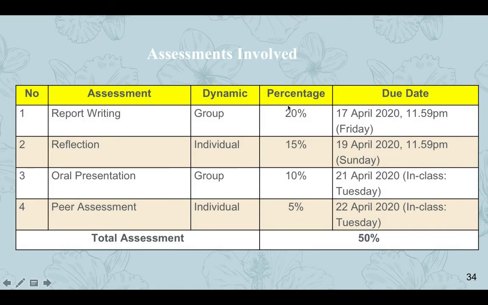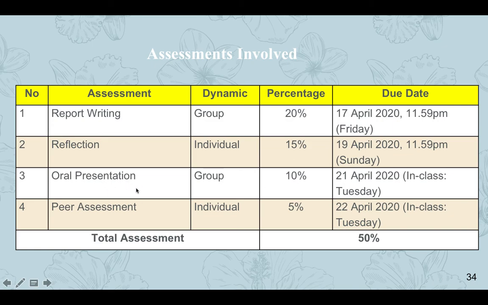I also want to remind you guys on the due dates for your assignment. Report writing is a group assignment and it's 20%. The due date is 17th of April. Reflection is an individual assignment, is 15%, it's quite a lot. It's due 19th of April.